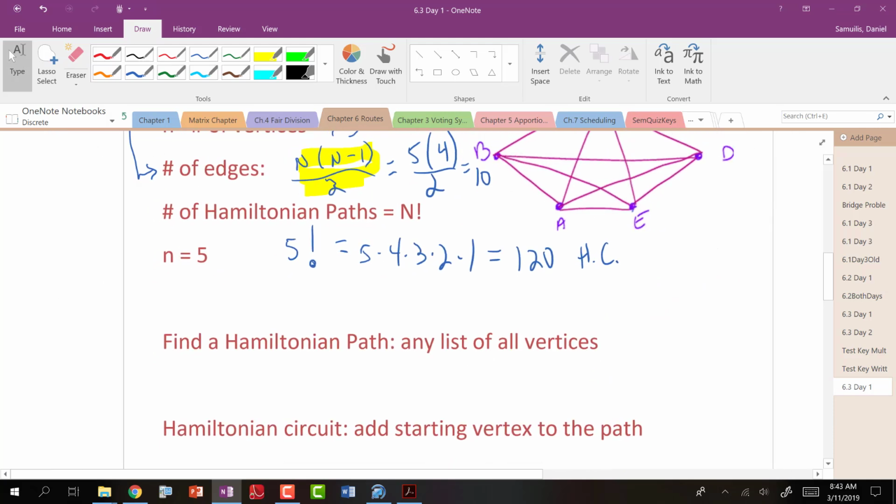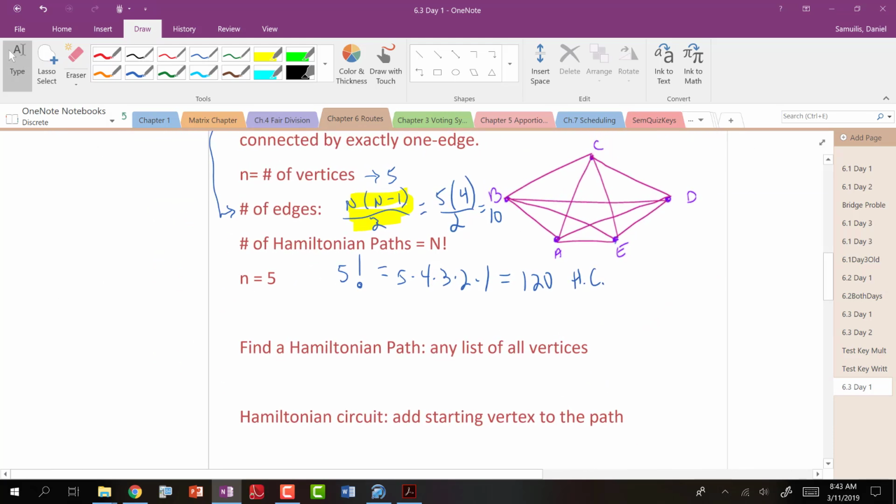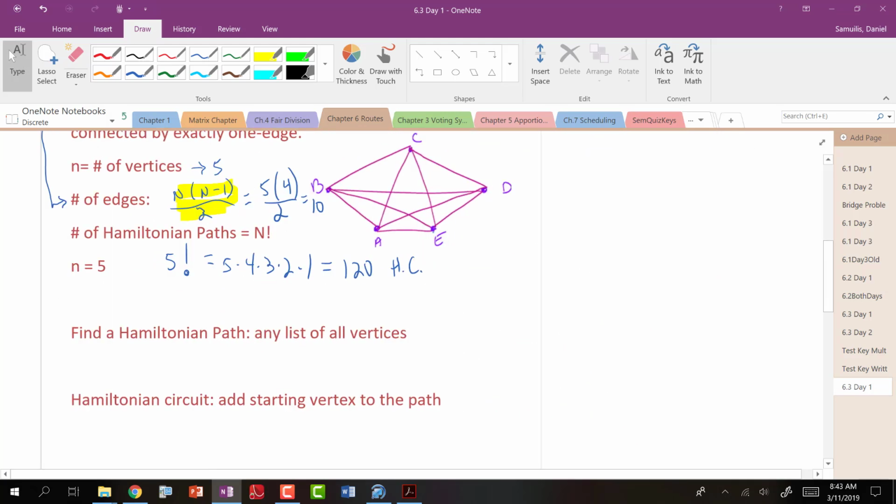All right, so to find a Hamiltonian path, you can basically list any of the vertices. It doesn't really matter how you do this. But let's start with A. Starting from A, I could go to any vertex. And probably the first thing you'd do is this: A to B, B to C, C to D, and then D to E. That's a Hamiltonian path. You just hit every single vertex. Then to make it a circuit, you just come back home. So there's one.